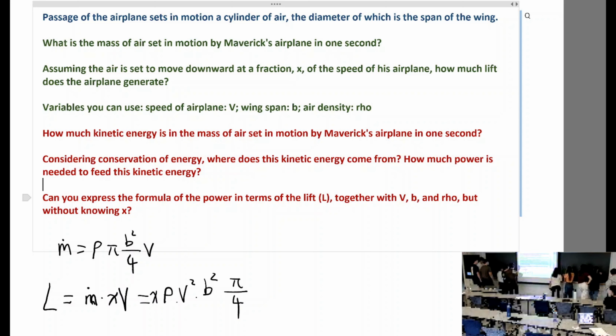So you get how much kinetic energy you have to feed it per second, right? That is power. Yes. The answers to these questions are the same, but you also want to figure out where that energy comes from.